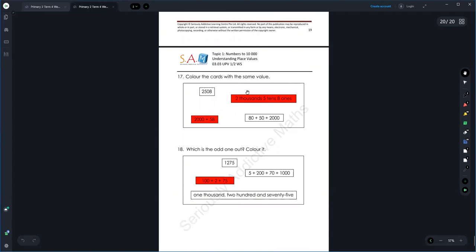So I would always ask them to, for example, it's always good to get them to write out numbers first. So what is 80 plus 50 plus 2,000? So it's 2,000. And 80 plus 50 is 130. So definitely write it out like that. Right? 2,130. Right? And then this is 2,058. Get them to write the numbers before they decide. 2,000, 5 tens, 8 ones. Okay, then they'll be able to see which 2 cards have the same value, right?